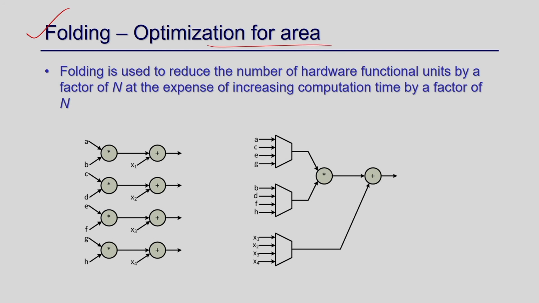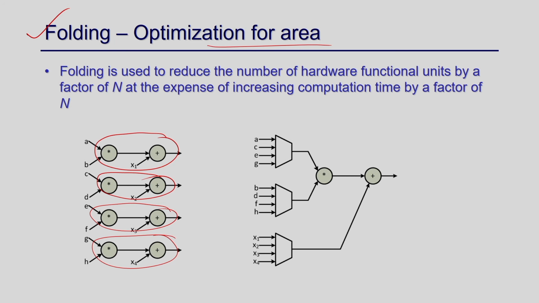So, what is this? Basically, if you found in your data path or in your circuit that there are many repetitive instances, for example, I have taken an example here that there are 4 instances of 2 adders in series. So, it is basically 4 copies of the same circuit, which is a 2 adder. So, what does this folding do? It folds these 4 into 1.